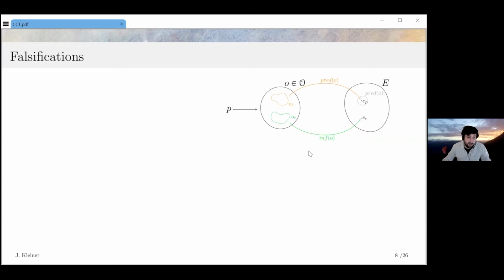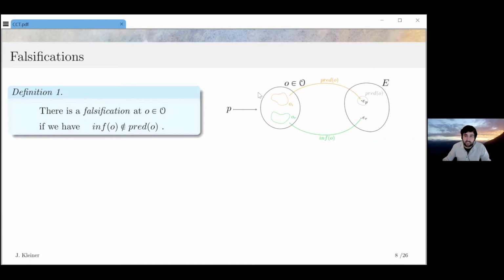Now it's very simple to say what a falsification is. If, at some particular data set in the set of all possible data sets, the inf map and the pred map don't go to the same thing, then there's a falsification. I wrote it down like this. We choose inf as a function: inf gives us an experience we actually got from the report, and pred gives us an experience we got from using the theory in the prediction.